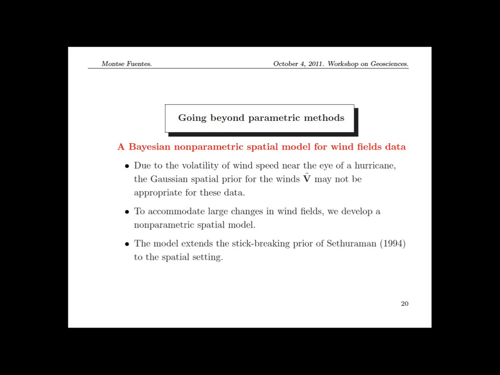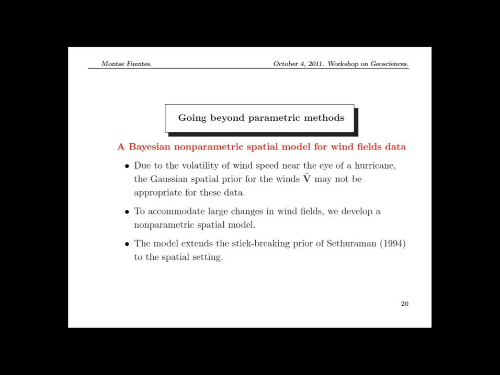So we're trying to introduce a general, flexible, but not very computationally expensive framework to characterize really the complex spatial patterns that the hurricane wind fields would have. So that's what we're trying to do. I'm going even beyond the assumption of normality.